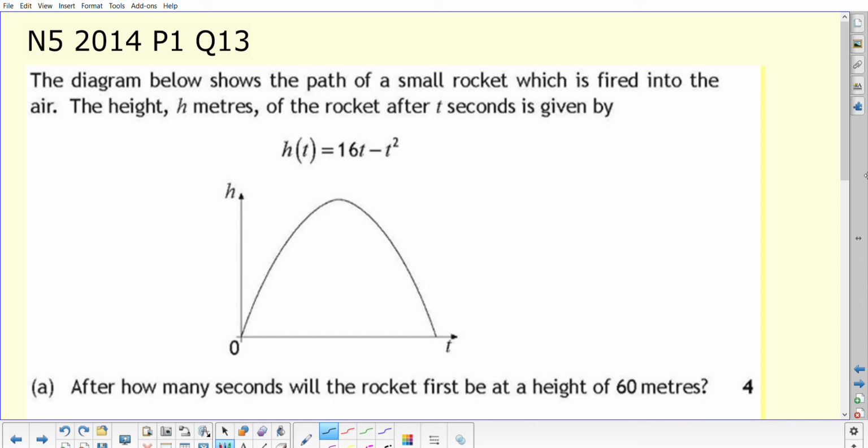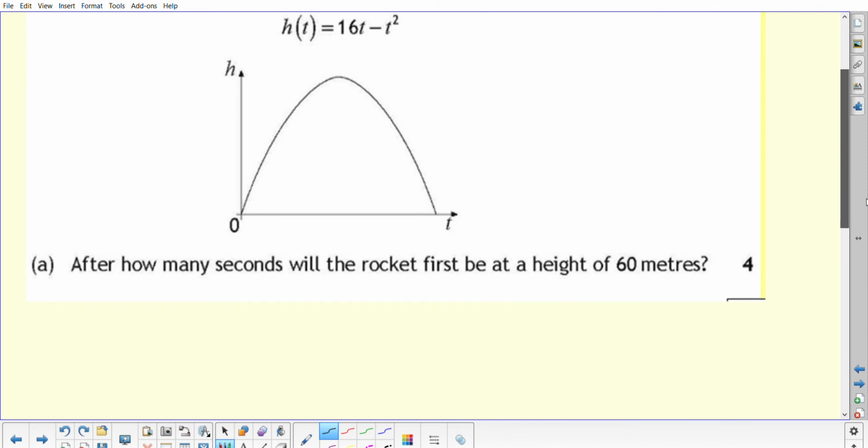You've got a graph drawn here, and this parabola shape is the path of a small rocket, and it gives you this expression here for the height. So the height is worked out, that's what the h stands for, after t, so t is the time in terms of seconds. So after how many seconds will the rocket first be at a height of 60 meters?